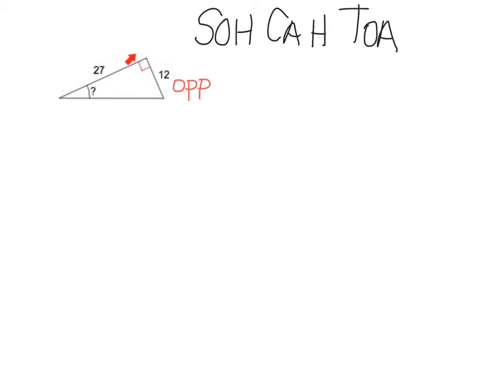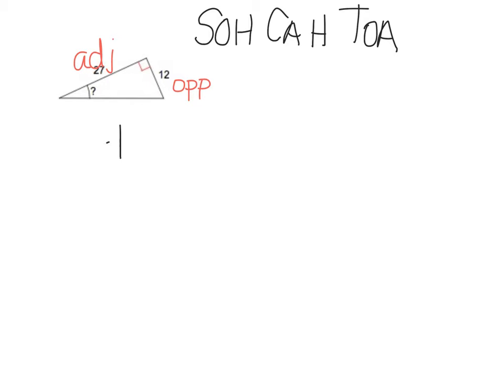So then I need to think about what this side is. The side next to the angle, right next to it, is what we call our adjacent. So I'm going to abbreviate that ADJ. That's my adjacent side. So I have the opposite and the adjacent, and I'm trying to find the angle. So which trig ratio, sine, cosine, or tangent, uses opposite and adjacent? It's the tangent. So we are going to use the tangent, and here's how we set that up.